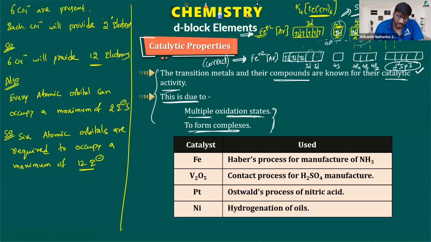Examples are important. Iron is used as a catalyst in Haber's process for the manufacture of ammonia. Vanadium pentoxide is used as a catalyst in the contact process for H2SO4 manufacture. Platinum is used in the Ostwald process for the preparation of nitric acid. Nickel is used in the hydrogenation of oils. Write this down, all of you. Examples are important.